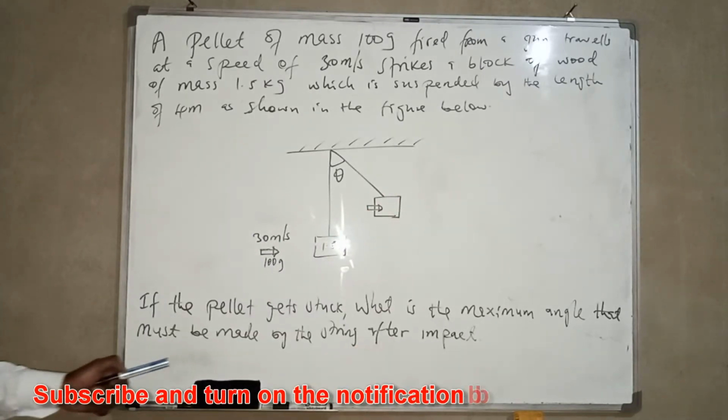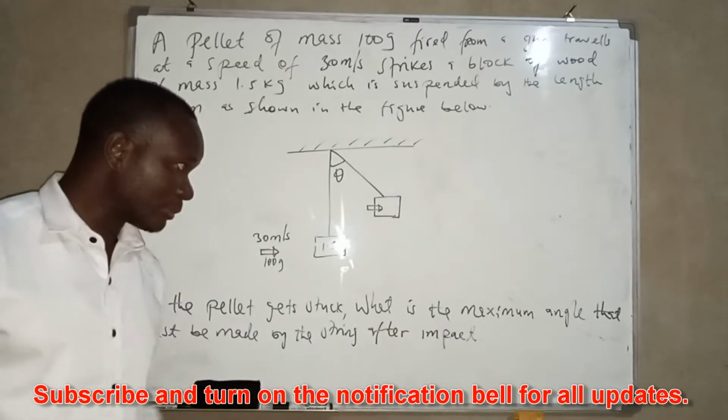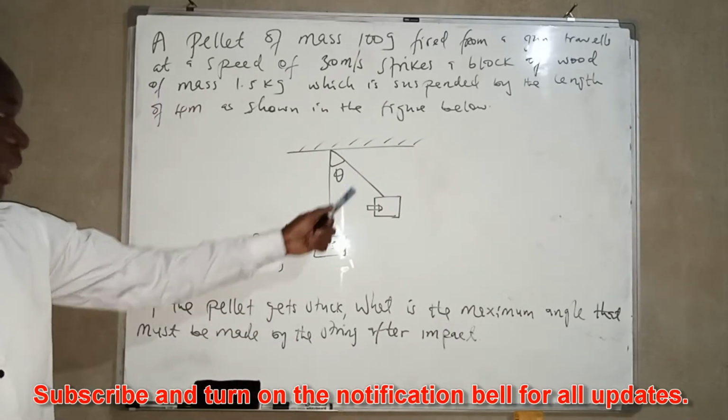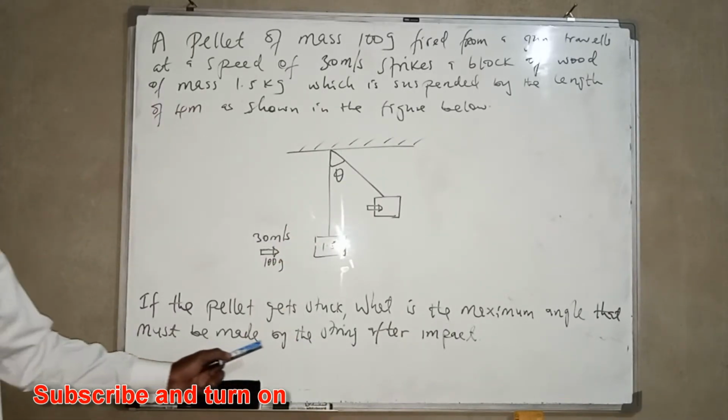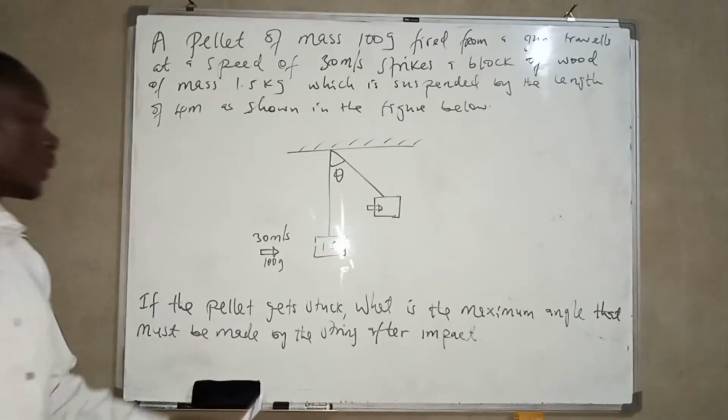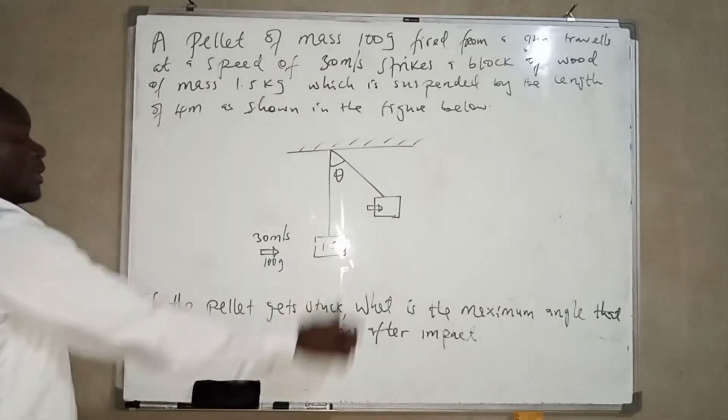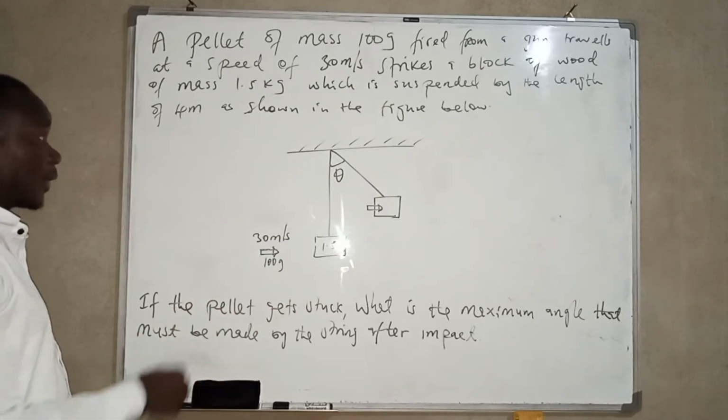Now the question is, if the pellet gets stuck, what is the maximum angle, which is this theta, that must be made by the string after impact? So this is the question that we have. Without wasting time, we can come up with the data.